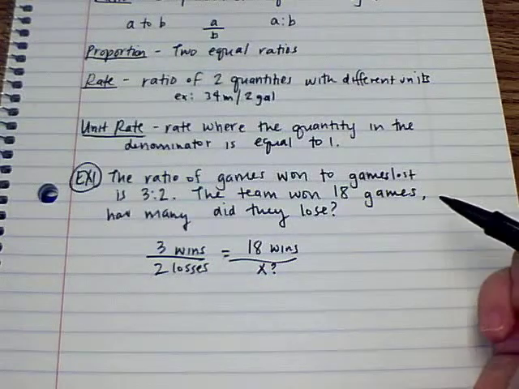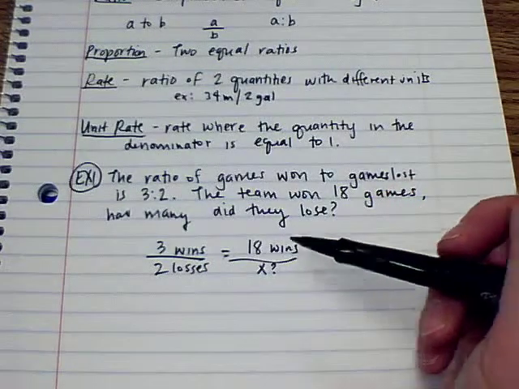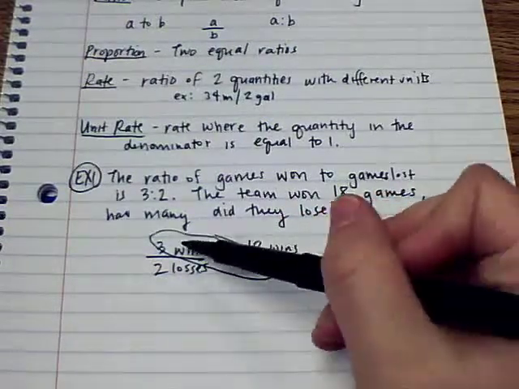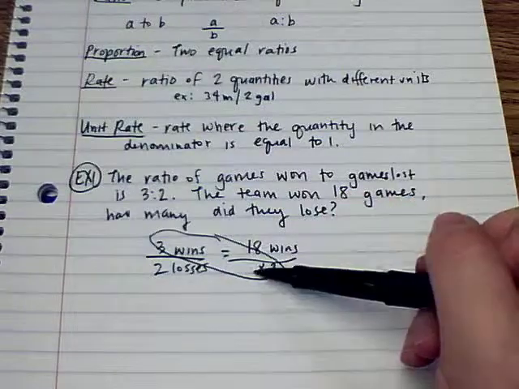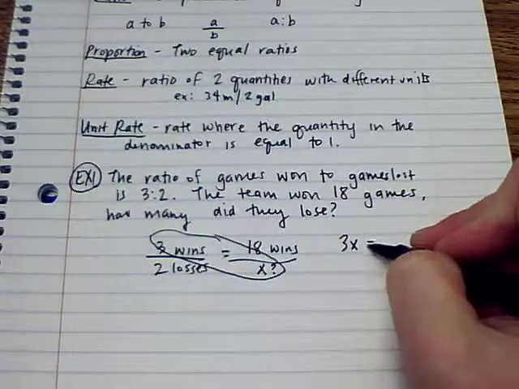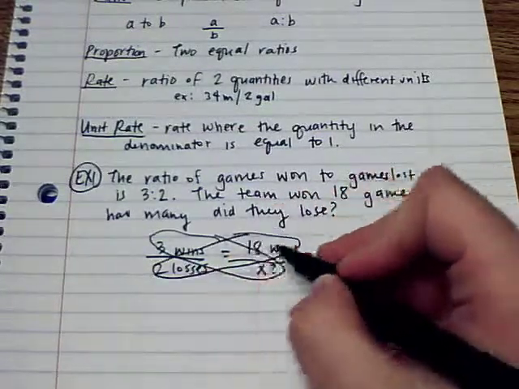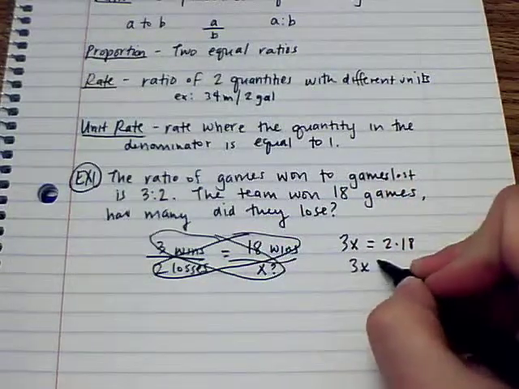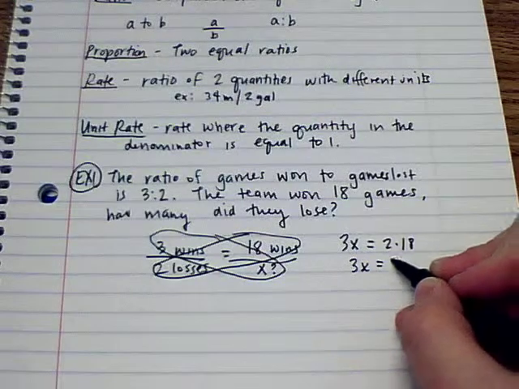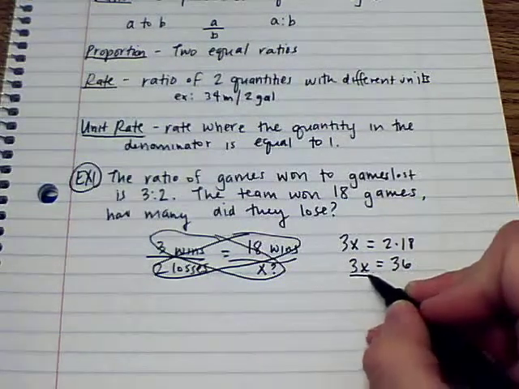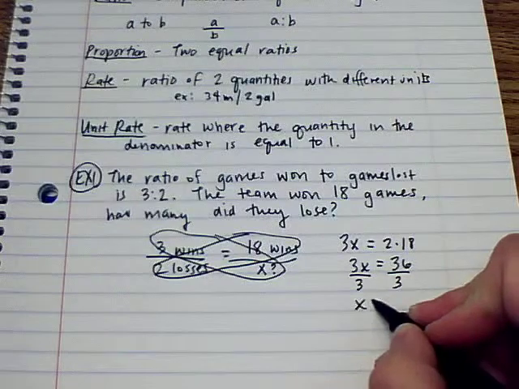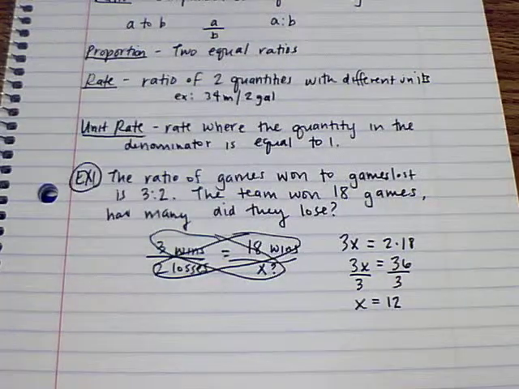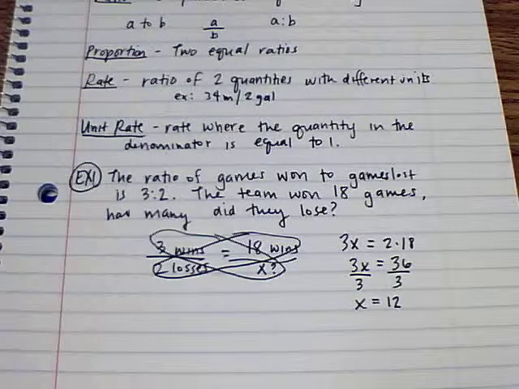So when we have this proportion set up, we're going to do what we call cross multiply. So I'm going to multiply across through that equal sign. So I have 3 times x. And it's going to equal, when we cross the other way, 2 times 18. So I have 3x equals 2 times 18 is 36. Divide by 3, so x is 12. So when they win 18 games, they would lose 12.